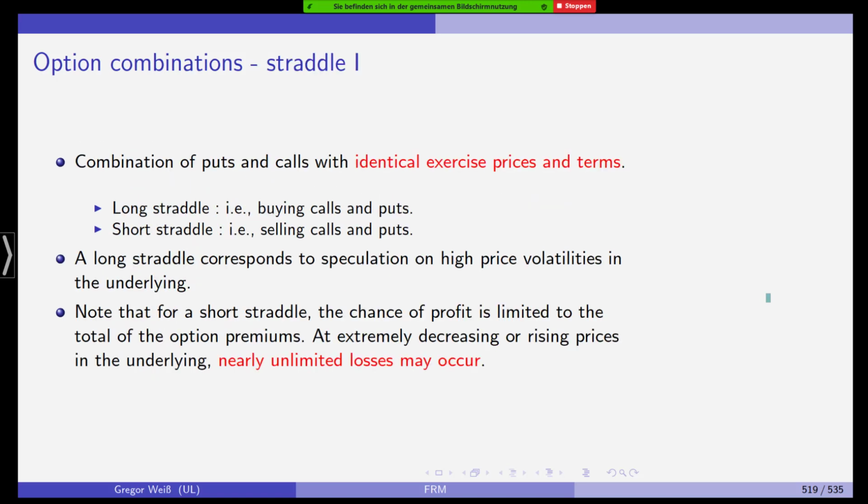You can also combine puts and calls with identical exercise prices and terms, and we get a long straddle or a short straddle. So a long straddle is buying calls and puts, and a short straddle is selling calls and puts. The long straddle corresponds to a speculation on high price volatilities in the underlying, and for a short straddle, the chance of profit is limited to the total of the option premiums. However, at extremely decreasing or extremely increasing prices in the underlying, you have a nearly unlimited loss potential.